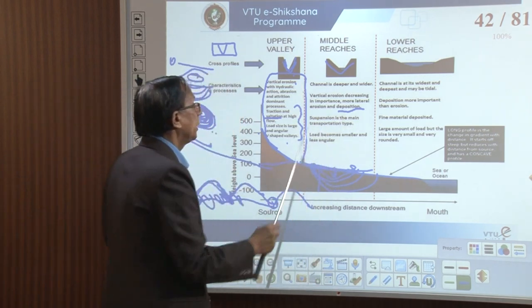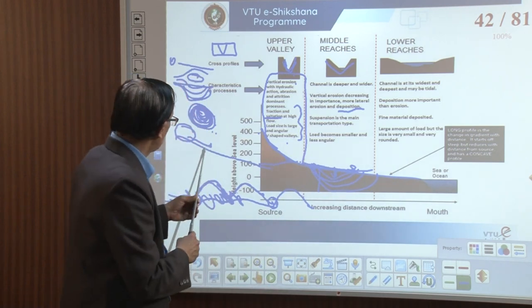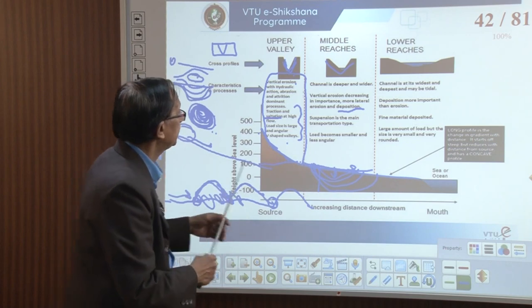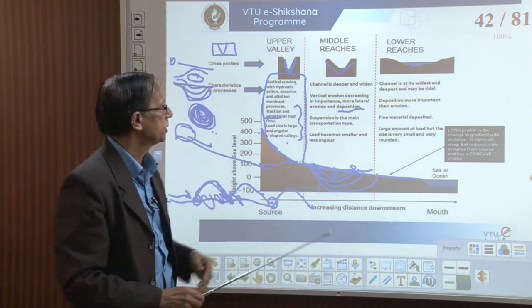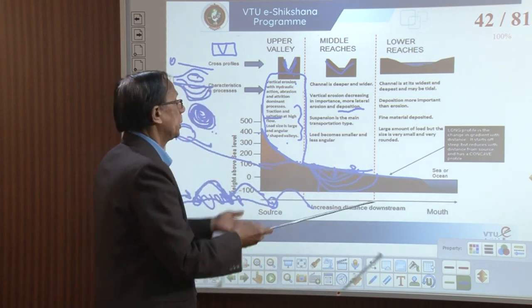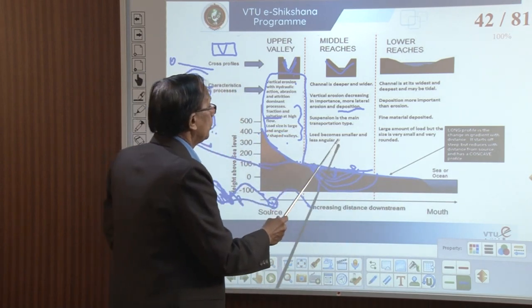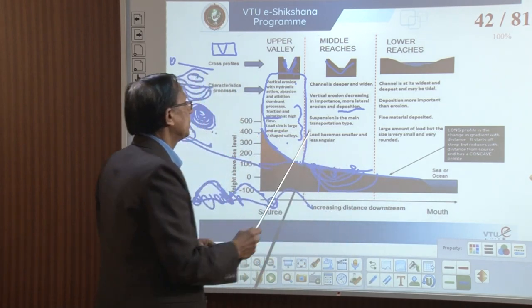Suspension is the main transportation. Traction has been left behind here. At the most, saltation is possible, but as much as possible, materials are permanently lifted in water and transported in suspension. The load becomes smaller and less angular.